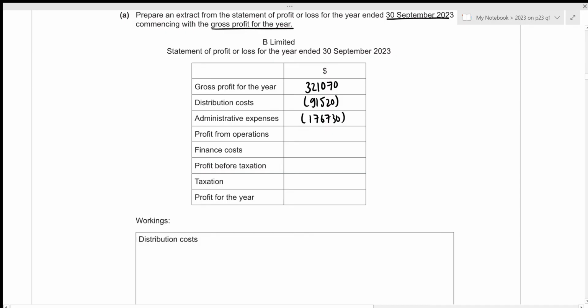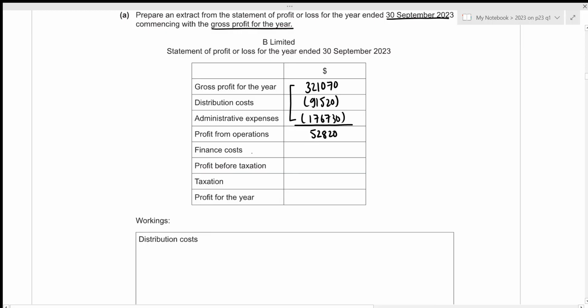Now we need to calculate the profit from operations. That is just going to be the sum of these three amounts. So 321,070 minus 91,520 minus 176,730, which results in the value of 52,820.